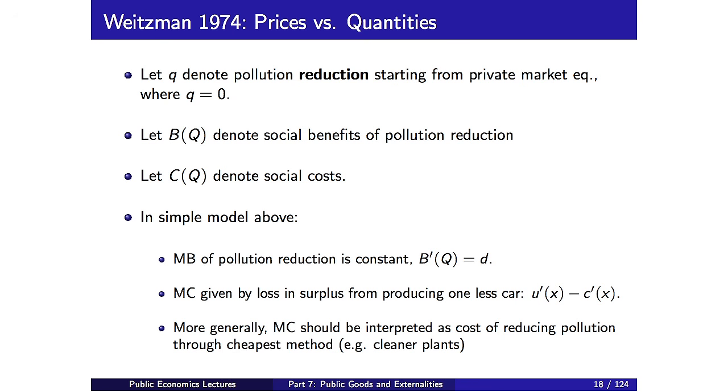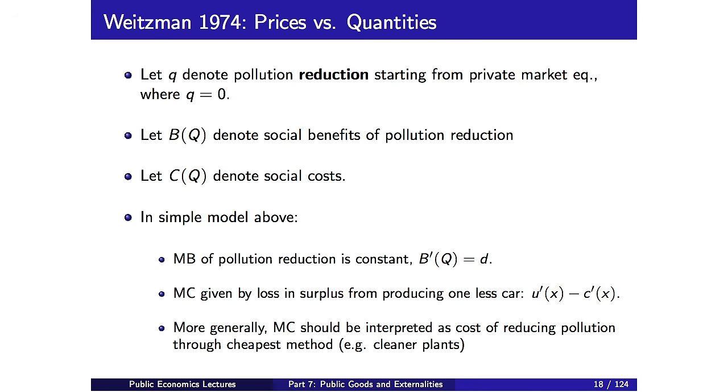I find it easiest to think about the Weitzman framework if we write the model in terms of units of pollution reduction starting from the market equilibrium. So there's a certain private market equilibrium in terms of, X million cars are going to be produced per year. And that generates a certain amount of pollution.